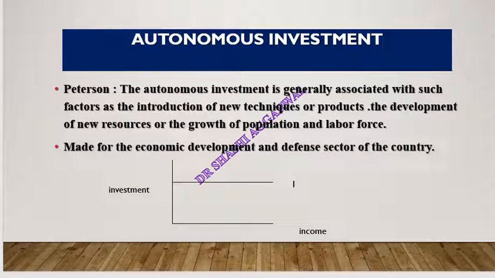Autonomous investment is generally associated with such factors as the introduction of new technique or products, development of new resources, growth of population and labor force, made for the economic development and defense sector of the economy. So shape of autonomous investment is parallel to x-axis. So here income is zero, still this investment is made.